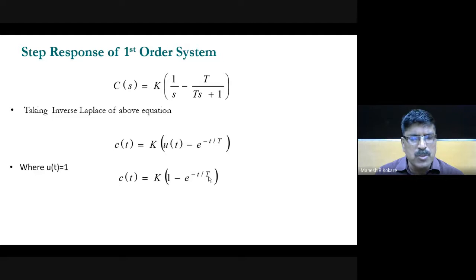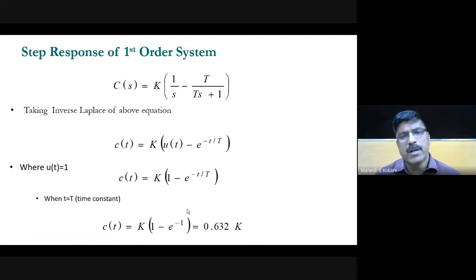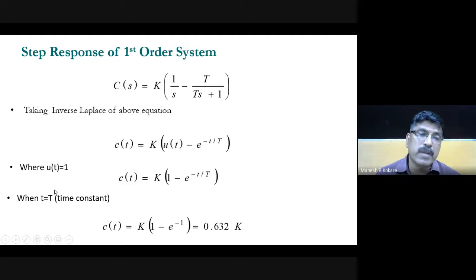So how do we plot the response of this system with respect to time? You have to change the value of t from 0 to infinity, and if you know the value of capital T and the value of K, then you can easily plot the response of this system. For example, if small t is equal to capital T, then C of t will be equal to K into 1 minus e raised to minus 1, because e raised to minus 1, and at that time C of t will be equal to 0.632 K. So it will depend only on the value of K. If the time and the time constant are the same, at that time this value will be the same.